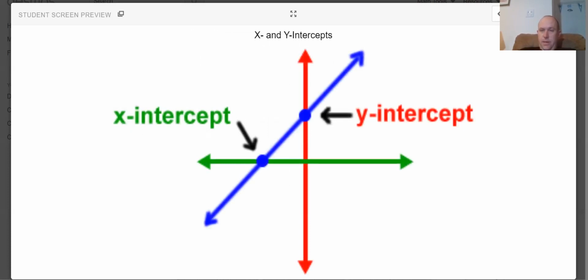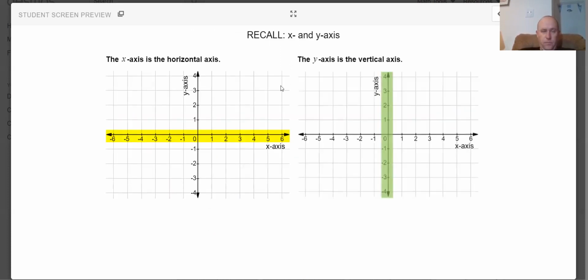And then we've got our little reminder here about what actually y-intercepts are, where they cross the y-axis, and x-intercepts are where they cross the x-axis. So the x-axis, just to make sure, this is the x-axis going across, and the y-axis is the vertical axis.